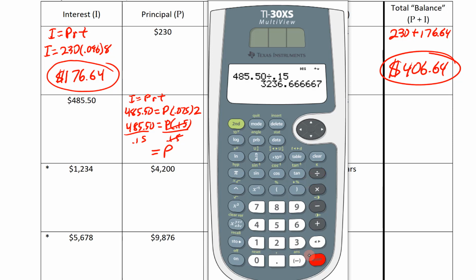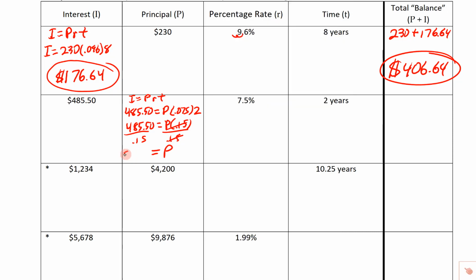We'll hit enter, and we get $3,236.66 and a little bit more. The question is, is that little bit more enough to bump that up to 67 cents? It is. So it's going to be $3,236.67. Okay? And I better create a little bit more space for this. So there's our answer right there.